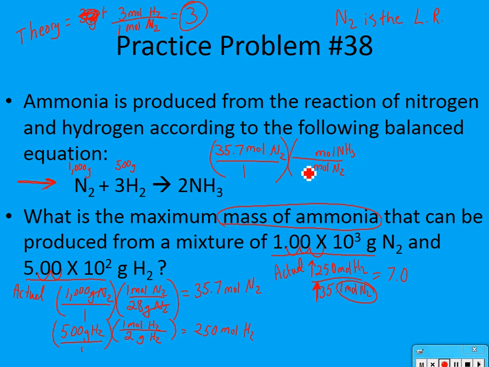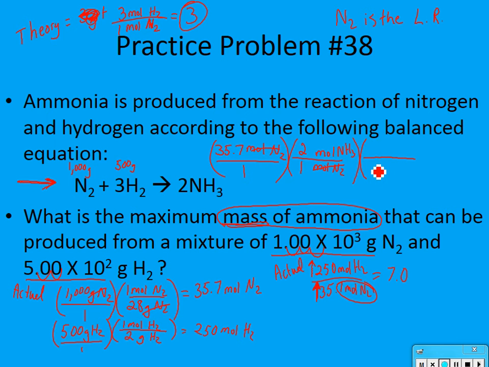Guys, where do I get these numbers from? The balanced equation. Thank you, Ruben. How many moles of N2 do we have in the balanced equation? 1. Just 1. So that's going to be a 1 right here. How many moles of NH3? 2. So 2 goes right there. Okay. Now my moles of N2 cancel out. I'm left with moles of ammonia, but it wanted mass of ammonia.